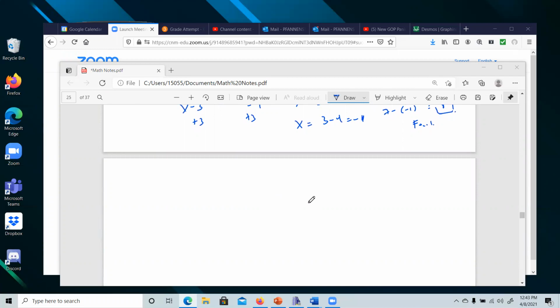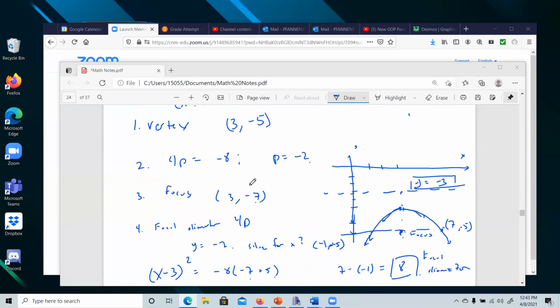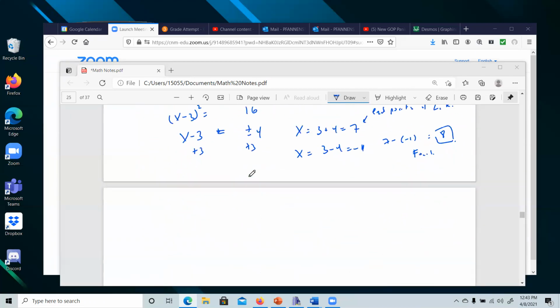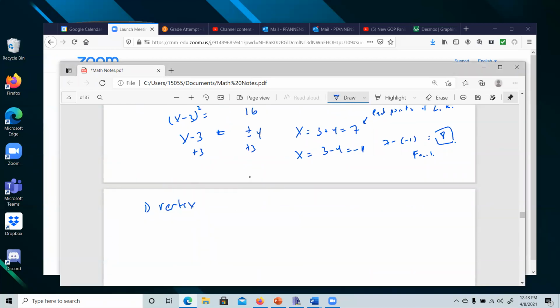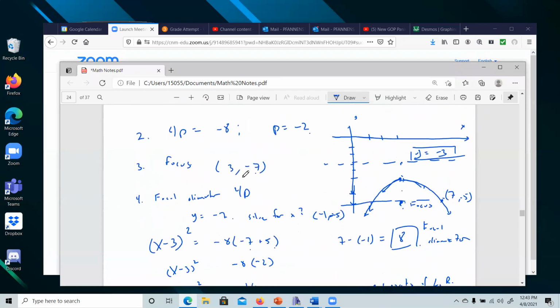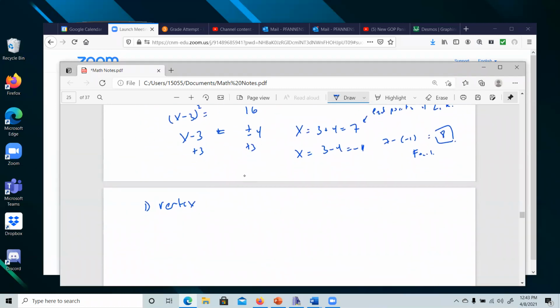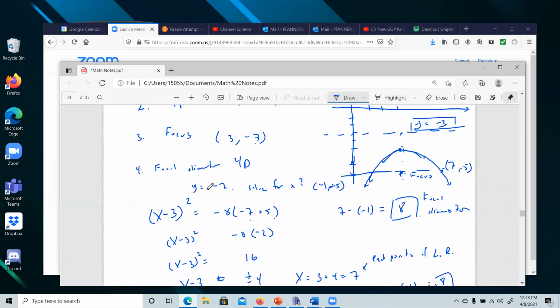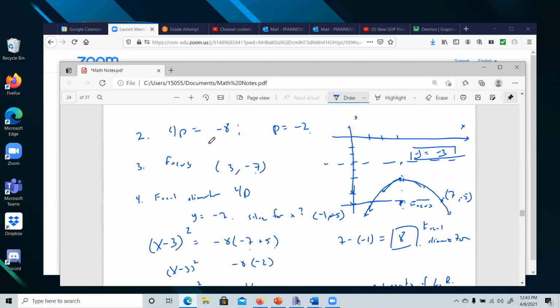So I think the next thing we have to do is graph it, but let's go ahead and summarize all the pieces we have so that the person grading this is going to have an easier time in their life. Okay, so 1, the vertex is going to be 3, -7. 2, we have our p, which is equal to -2. That one wasn't too bad. We did that one okay.